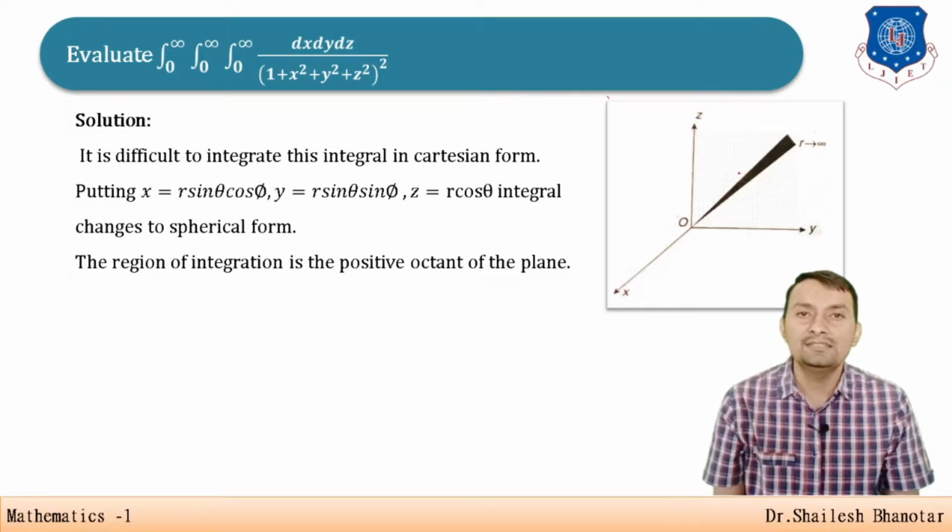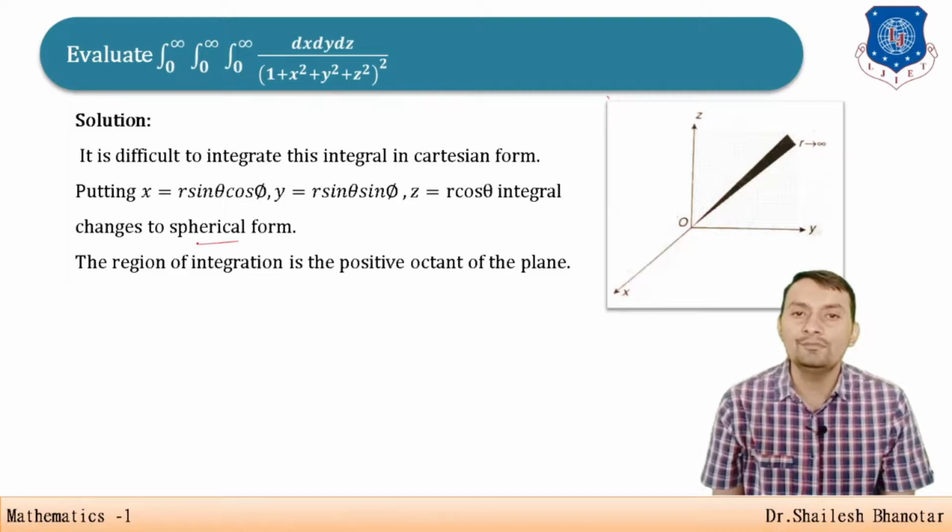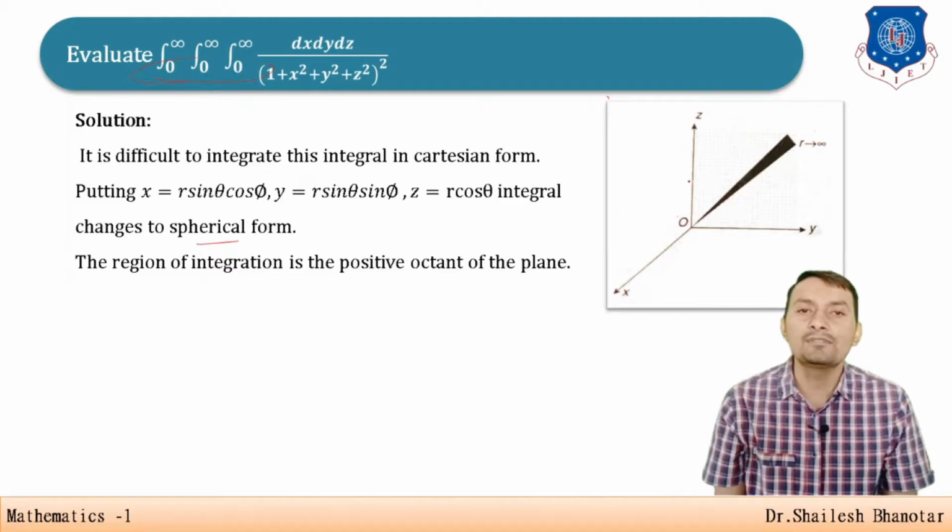But you should understand with a geometrical approach in 3 dimensions, so it will be very clear which part of the sphere is going to be covered. That is very important. So here we are just going to consider the spherical form. Spherical coordinates are there, but the region of integration is the positive octant, because we are given the limits 0 to infinity, 0 to infinity, 0 to infinity. That means we are focusing on the positive octant.